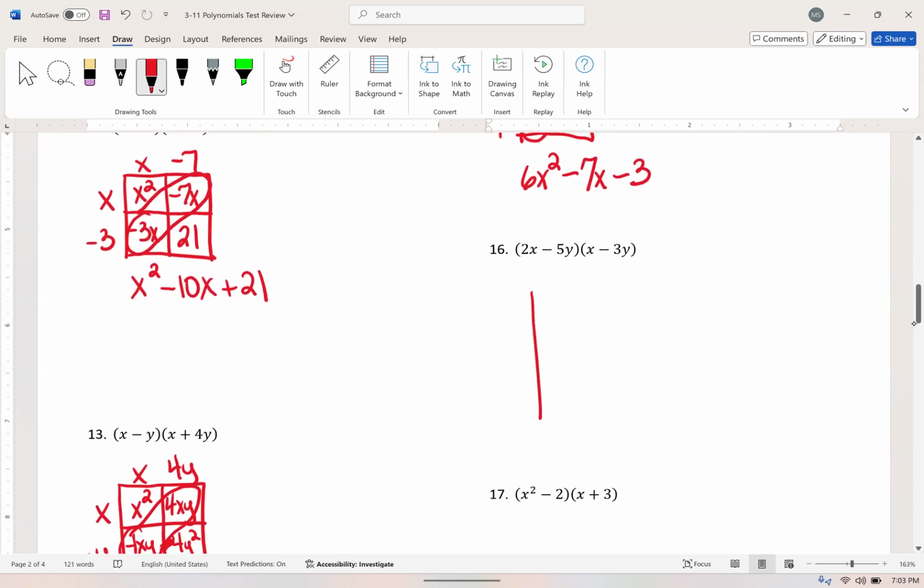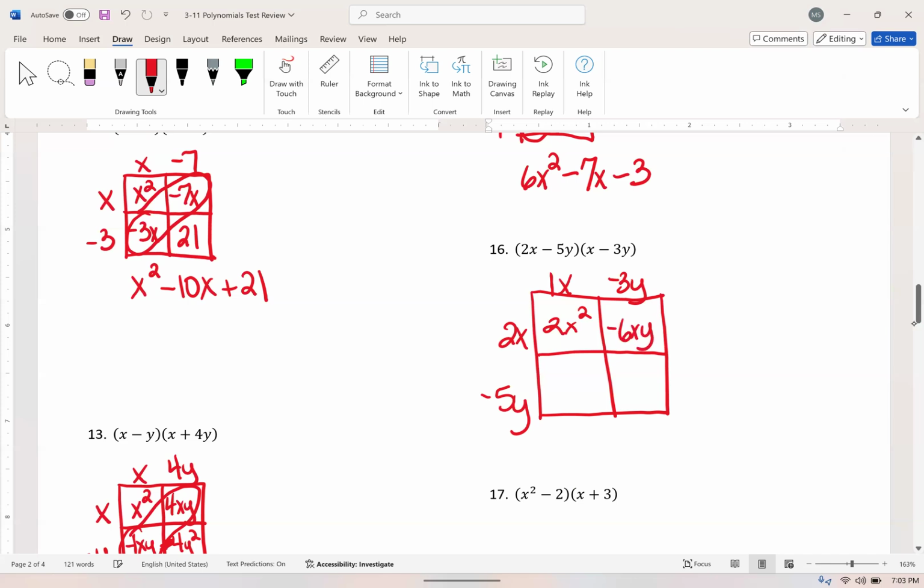Okay, and number 16. Okay, so I have a 2x minus a 5y and x minus 3y. 2x times, this is like a 1x, so 2x times 1x is 2x squared. 2x times negative 3y is negative 6xy. Negative 5y times 1x is negative 5xy. And then negative 5y times negative 3y. Negative 5 times negative 3 is 15. Y times y is y squared.